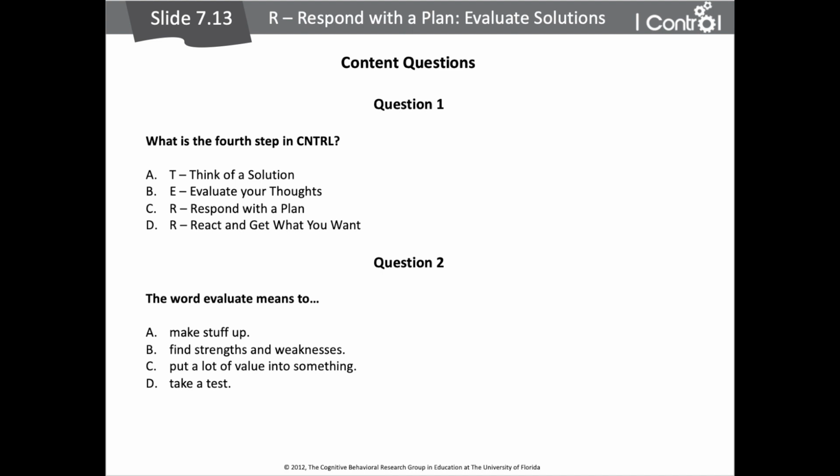For question 1, if you selected C, you're correct. The fourth step in CNTRL is R, respond with a plan. For question 2, if you selected B, you're correct. The word evaluate means to find strengths and weaknesses.